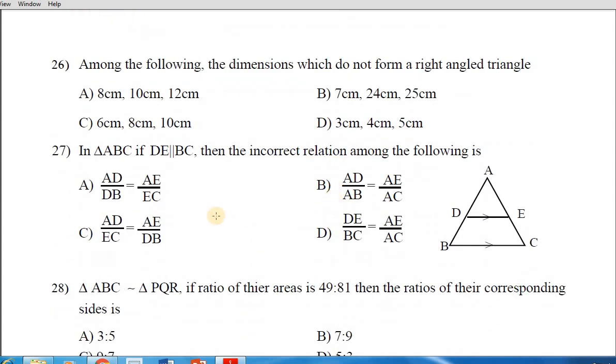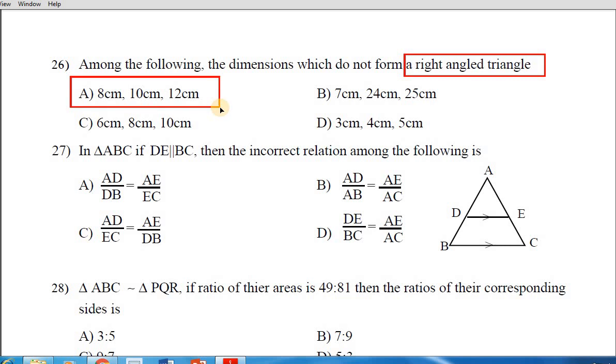Question number 26. Among the following, the dimensions which do not form a right angle triangle, means which measurements never form the right angle triangle. Look at the A option: 8, 10 and 12. So these are not at all Pythagorean triplets. Hence option A only is right for this question. These measurements don't form a right angle triangle. 7, 24, 25. Yes, it is a Pythagorean triplet. 6, 8, 10 also Pythagorean triplets. 3, 4, 5 also Pythagorean triplets.